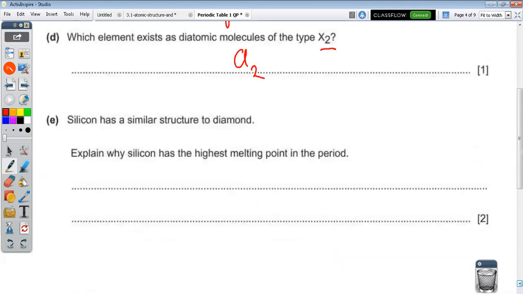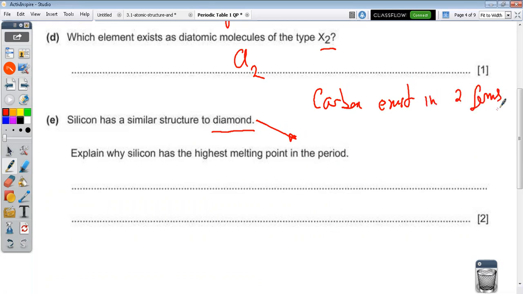Now, silicon has a similar structure to diamond. Explain why silicon has got a high boiling point. The moment they say similar to diamond, remember that carbon exists in two forms, which you need to know in chemistry. You can write that down. We have graphite and diamond.